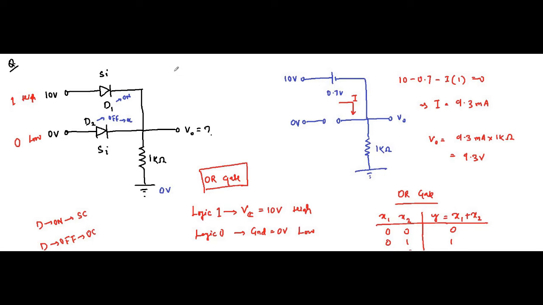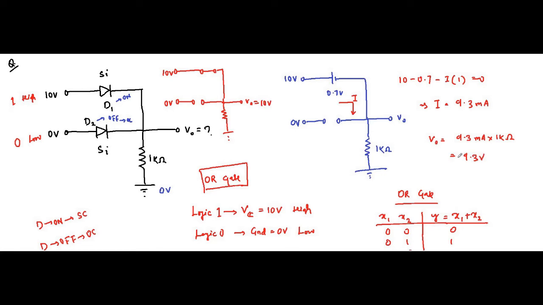So here I am just drawing it again. This diode is short circuited, and the second diode is open circuited. This is 10 volt, this is 0 volt. So you see, this V0 is directly connected to this 10 volt. This point is directly connected to 10 volt. It means that V0 is equal to 10 volt.